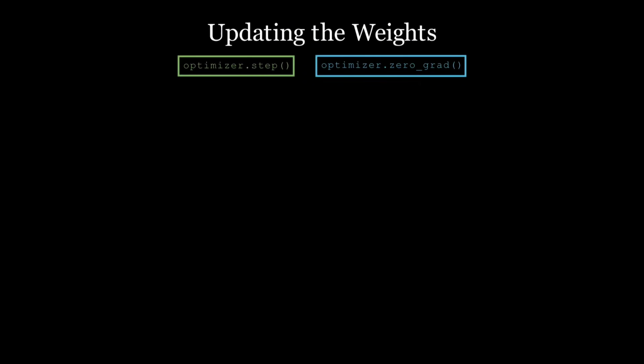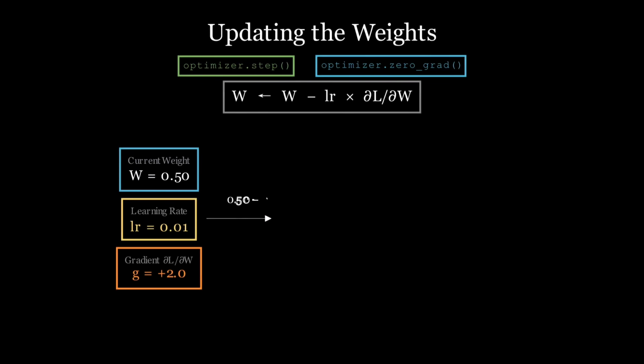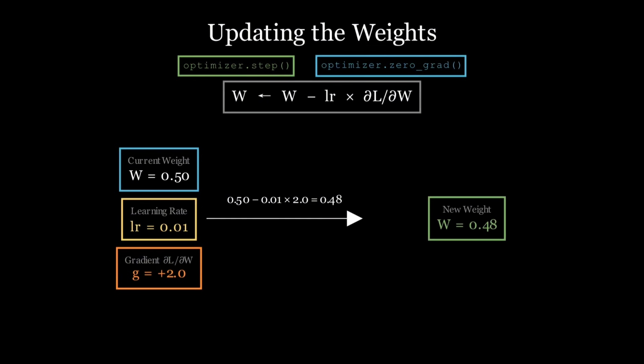At this point, PyTorch has calculated gradients for every weight in the network. However, the weights have not changed yet. The optimizer is responsible for updating those weights. When we call optimizer.step, PyTorch uses the gradients to adjust each parameter. The goal is to move the weights in a direction that reduces the loss. The amount of change depends on the learning rate and the gradient value. Mathematically, the new weight equals the old weight minus the learning rate multiplied by the gradient.